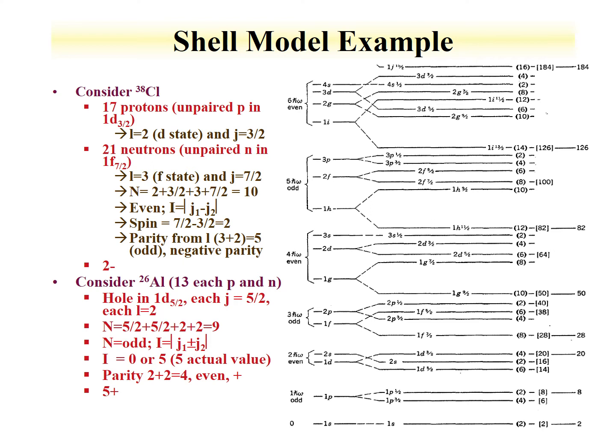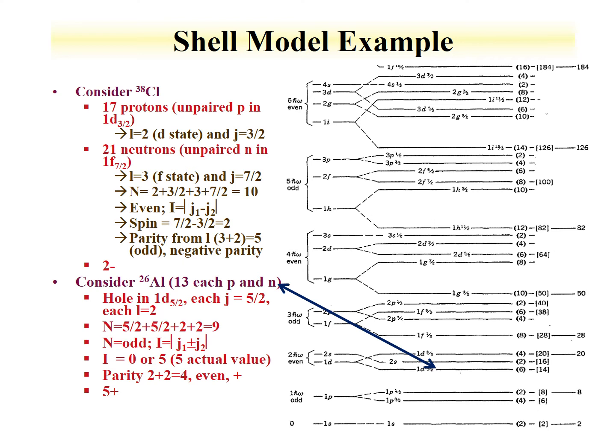If we consider another example, aluminum-26, this is a nucleus with 13 protons and 13 neutrons. So this 1d 5/2 would be filled to 14, so there's a hole, there's one missing spot for each of the proton and neutron shells. So each unpaired particle has a spin of 5/2 and an orbital angular momentum of d, which is 2. So the Nordheim number is 5/2 plus 5/2 plus 2 plus 2. That's equal to 9. That's an odd value.